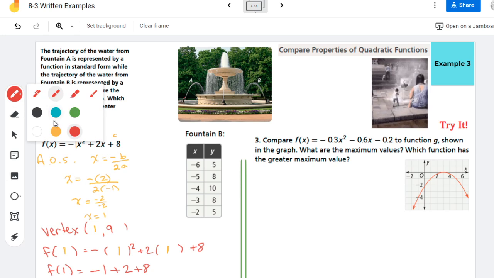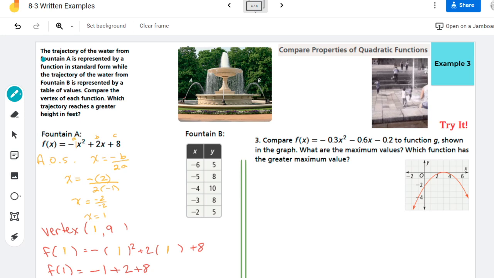So now let's look at fountain B. Remember that quadratics are symmetrical. So what I can do is pair together points that have the same y value, and eventually within each set you'll find one that doesn't have a pair to it, and that one that doesn't have a pair is going to end up being your vertex.